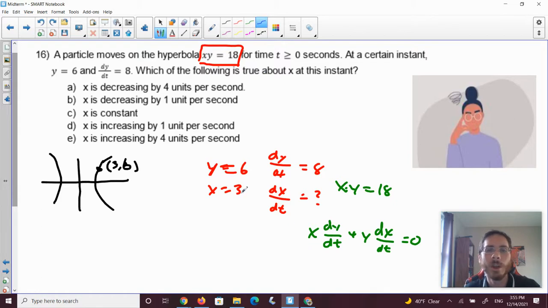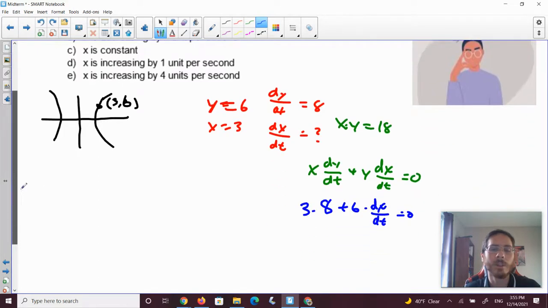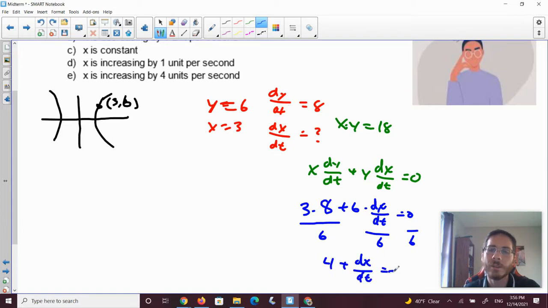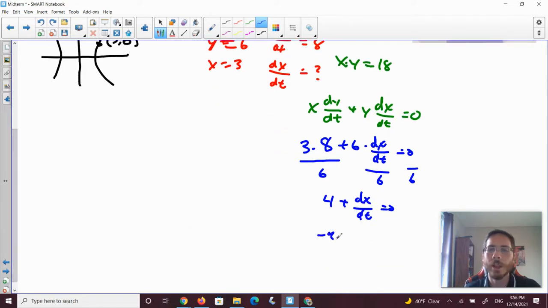So, yep, we know x is 3. We know dy/dt is 8. We know y is 6. We don't know dx/dt, but that's okay because that's what we're trying to figure out. And then we've got to solve this. So let's just divide everything by 6. So 3 times 8 divided by 6 would be 4. 4 plus dx/dt equals 0. We can subtract 4 from both sides, so we get dx/dt equals negative 4.